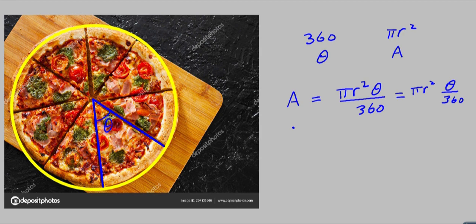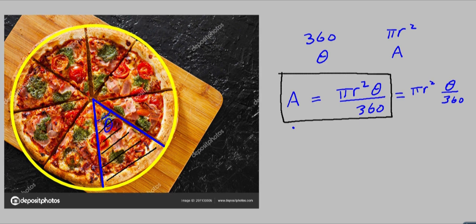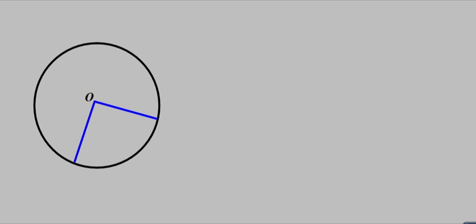So our rule is simply pi r squared theta divided by 360, and that gives you the area of the sector. Theta and area, so the area is equal to pi r squared theta divided by 360. And to be sure, this is the area of the sector, not the area of the circle.